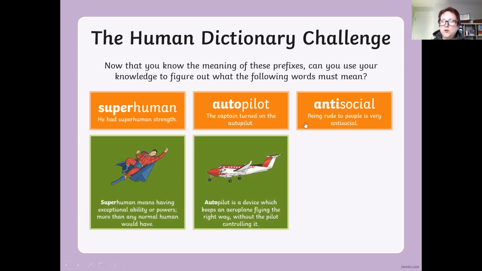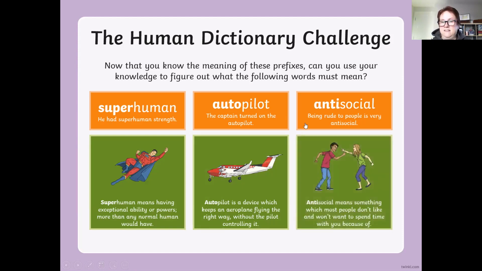Antisocial. Being rude to people is very antisocial. Doesn't sound great. Can we remember what it was? It was against. Antisocial means something which most people don't like and won't want to spend time with you because of it's a negative thing rather than a positive thing.